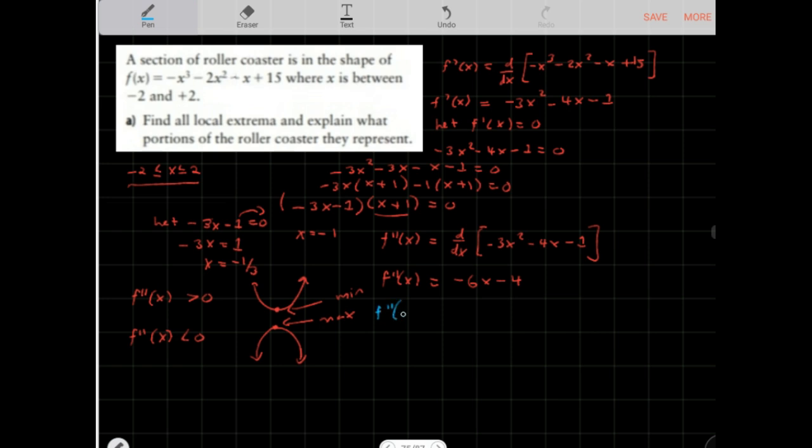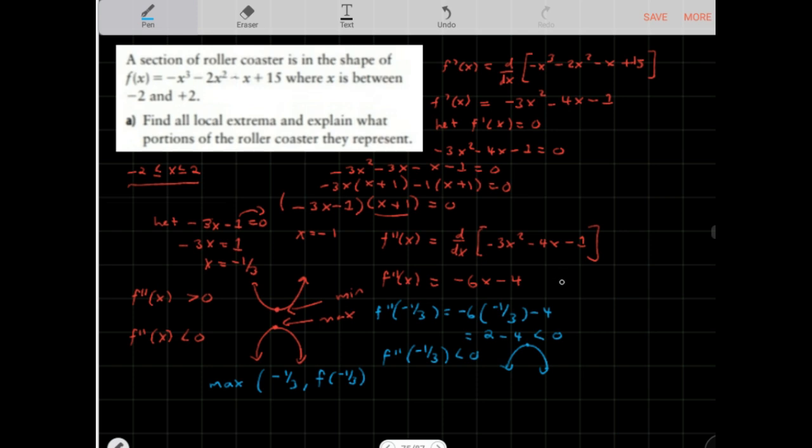So I'm going to do f double prime. I'm going to test negative 1/3. So you get negative 6 times negative 1/3 minus 4. And you can notice here that this is 2 minus 4, which is less than 0, right? It's negative 2, which is less than 0. So f double prime of negative 1/3 is less than 0. Because negative 1/3 is a critical number of x, this point would therefore be concave down, and as a result, this should be a maximum point. So there is a maximum point that occurs at negative 1/3 and f of negative 1/3. And what we could do later is plug this into our function and determine that.